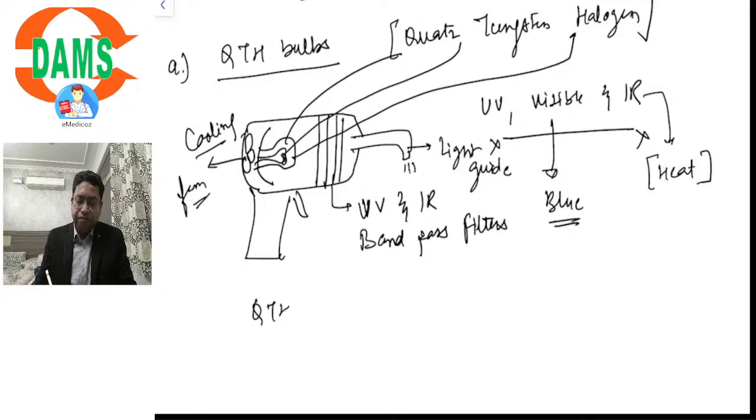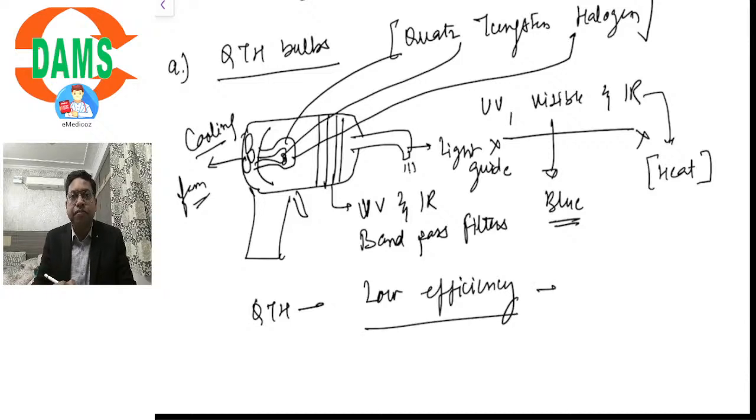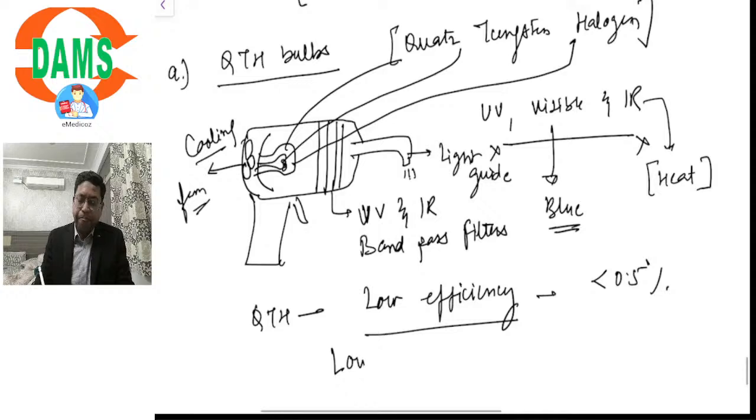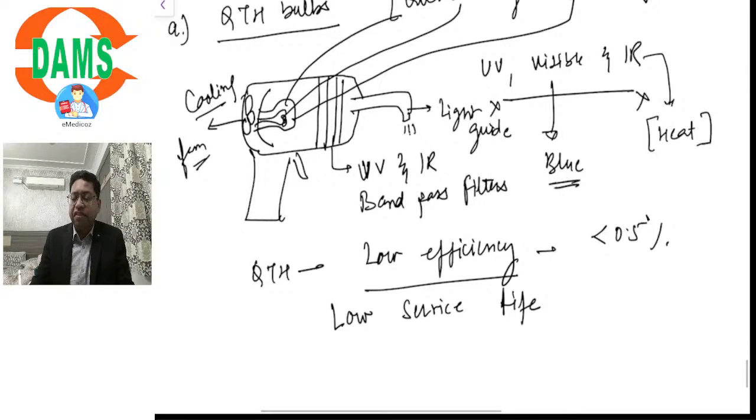These QTH bulbs have very low efficiency because we can see that the majority of the light that is generated is in the other spectrum, and we require the blue light only. So very inefficiently, there's loss of light in different spectrum. There's loss of energy through heat generation. So their efficiency is less than 0.5%, and they have a low service life of nearly 50 hours.